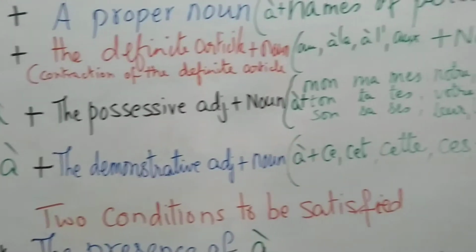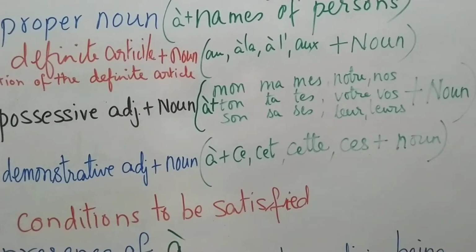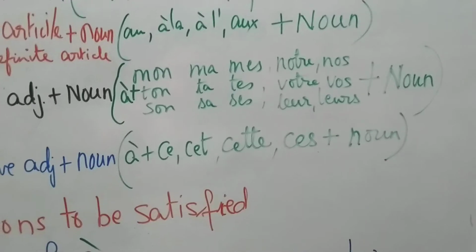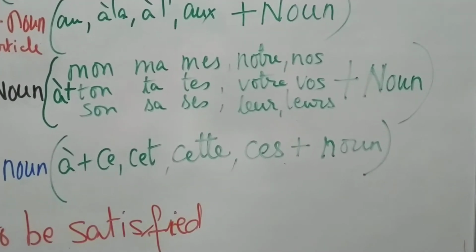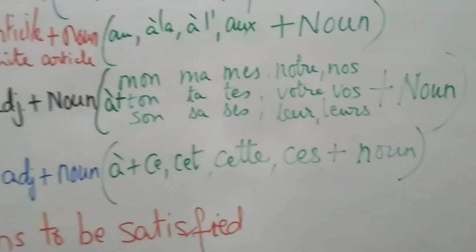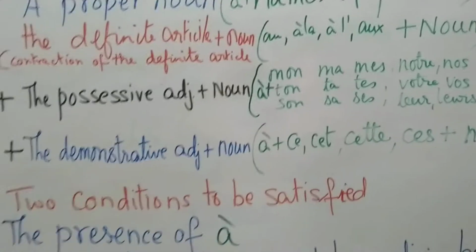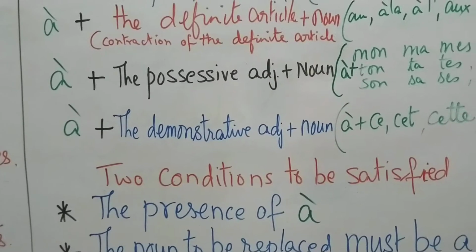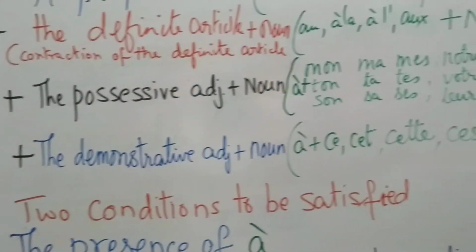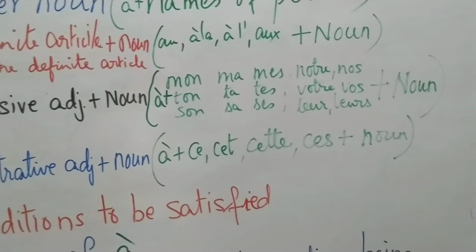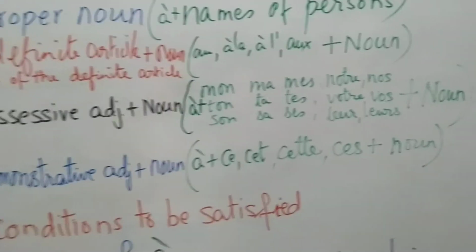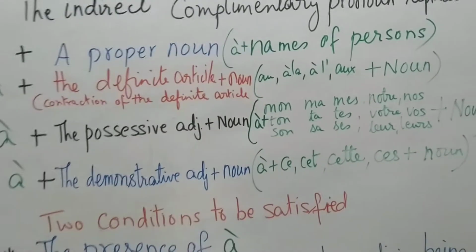Thirdly, it will replace à plus any form of the possessive adjective plus the noun. So, your possessive adjectives, you have mon, ton, son, ma, ta, sa, mes, tes, ses, notre, votre, leur, nos, vos and leurs plus the noun. So, à plus any one of these forms plus the noun will be replaced by the indirect complementary pronoun. And fourthly, the indirect complementary pronoun replaces à plus the demonstrative adjective plus the noun. So, à plus ce, cet, cette, ces plus the noun. Only these things will be replaced by the indirect complementary pronoun.